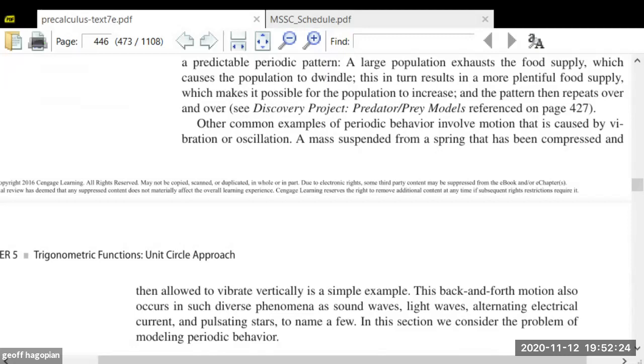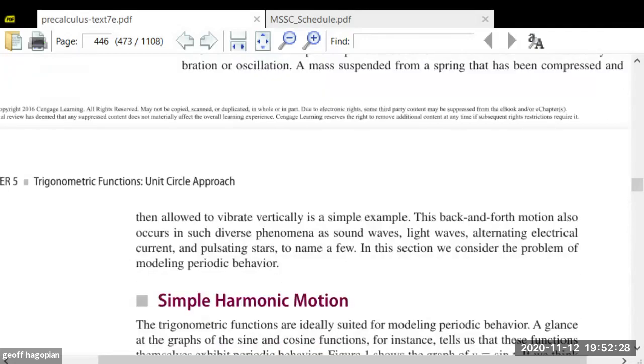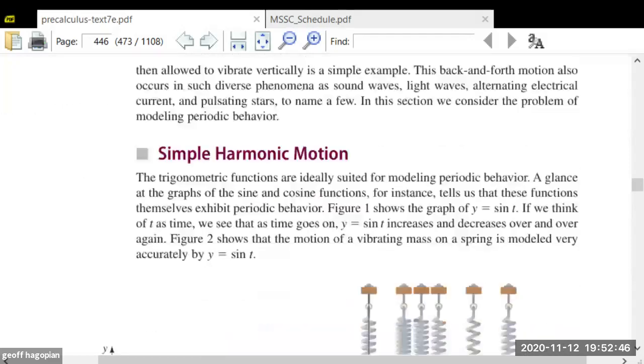Other common examples of periodic behavior involve motion that is caused by vibration or oscillation. A mass suspended from a spring that has been compressed and then allowed to vibrate vertically is an example. But back and forth motion also occurs in such diverse phenomena as sound waves, light waves, alternating electrical current, pulsating stars, to name a few. In this section, we consider the problem of modeling periodic behavior.